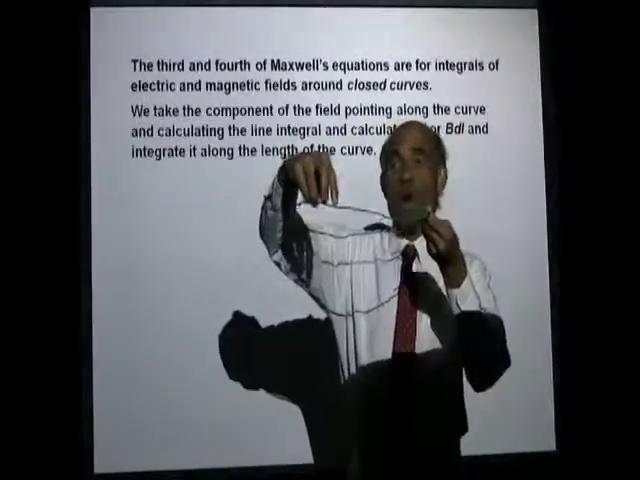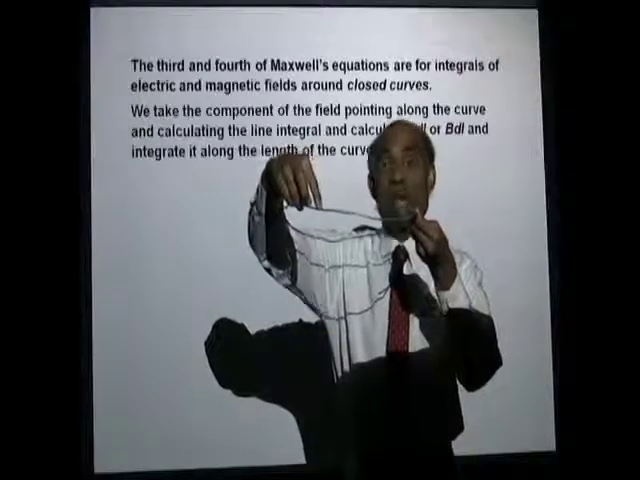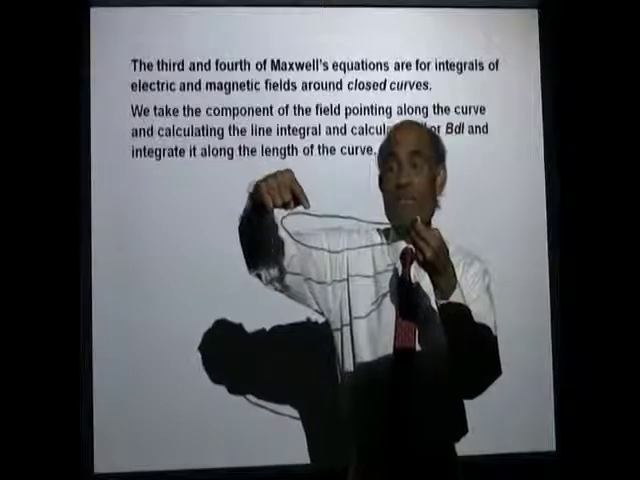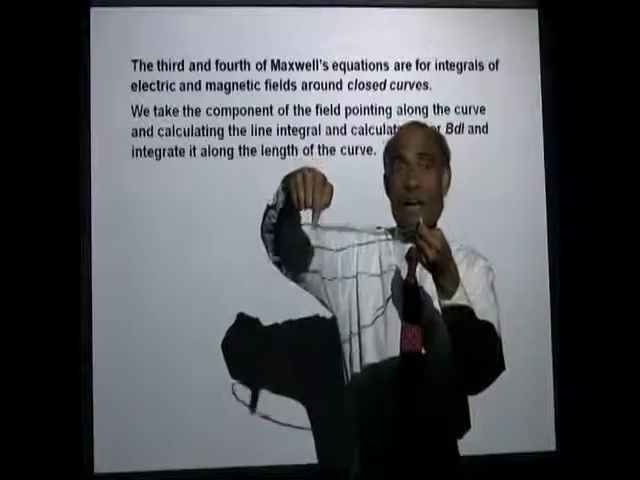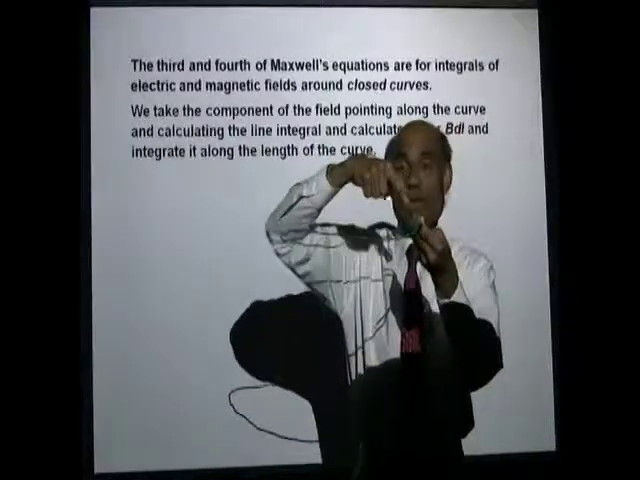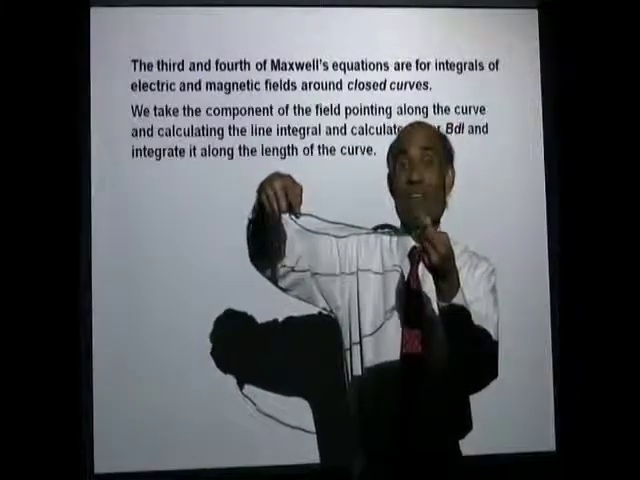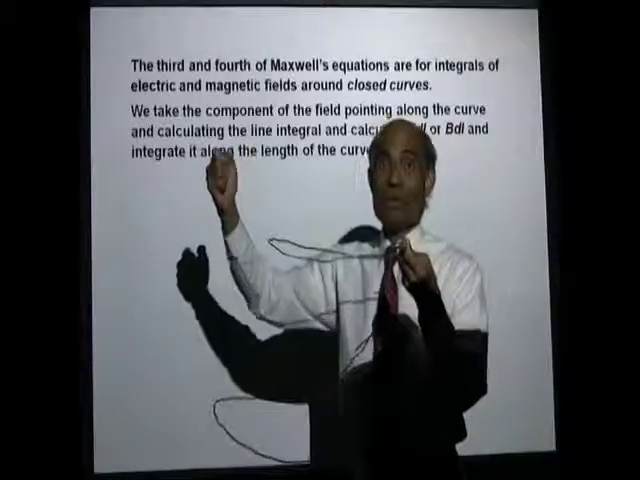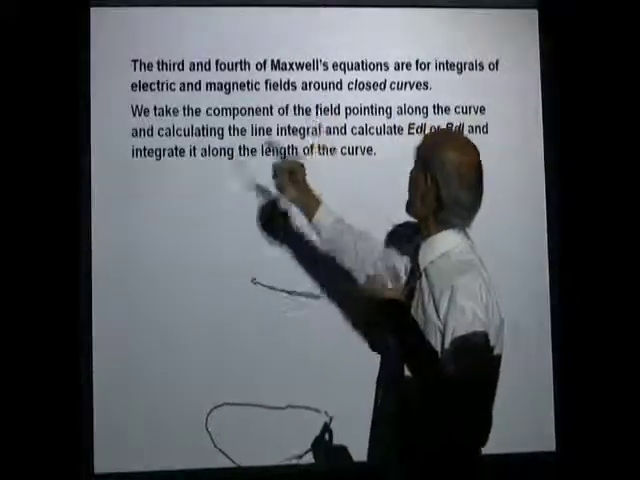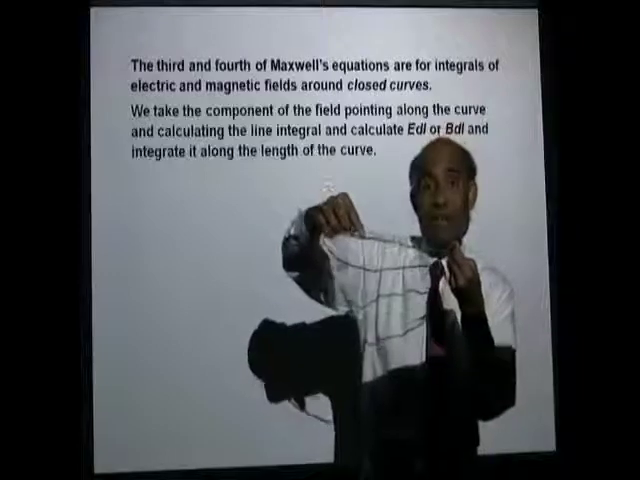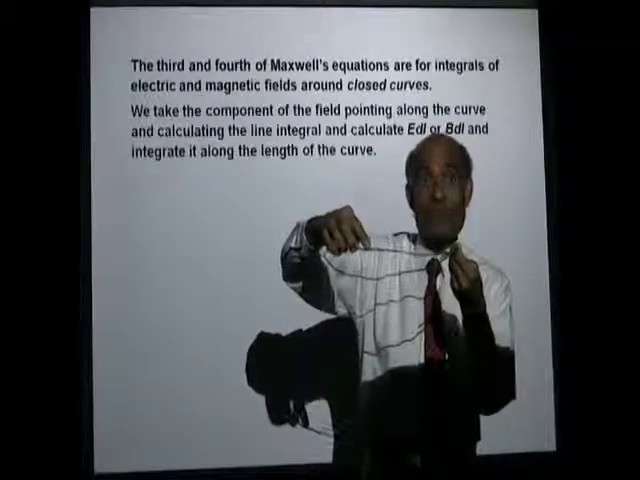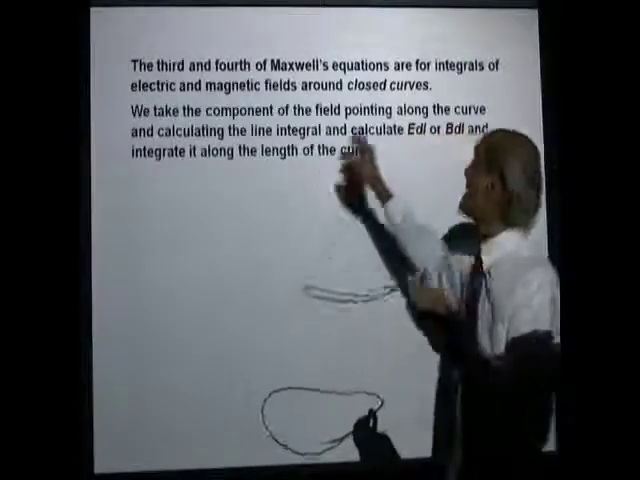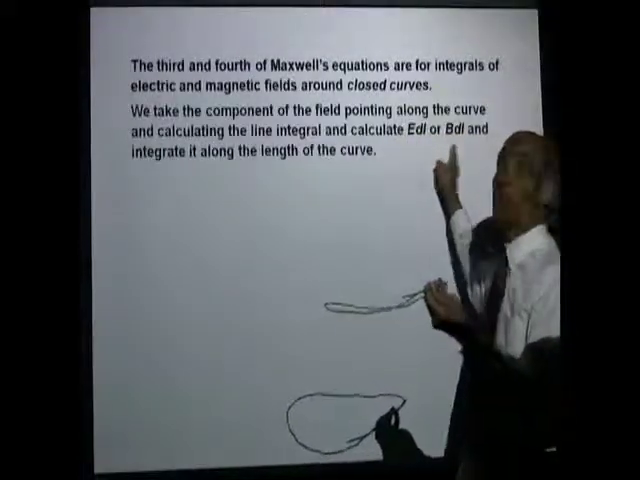If I take a small element of this, delta L, and multiply that with the component of the magnetic field in the direction of it and add all such products along the length, that is the total line integral. So we take the component of the field pointing in the direction along the curve and calculate the line integral in order to calculate E dot dL or B dot dL.